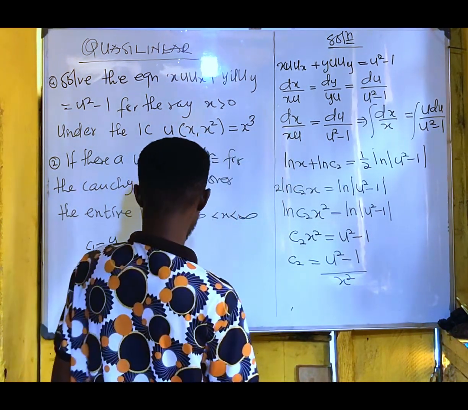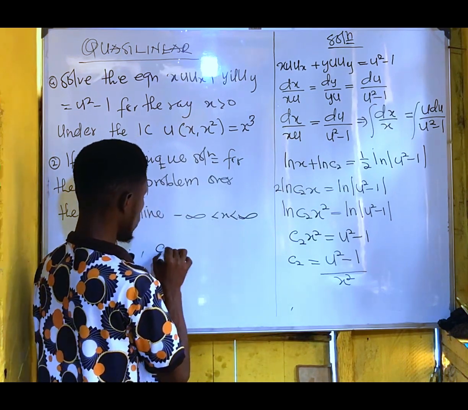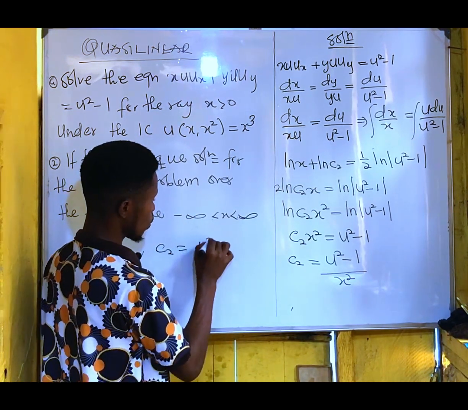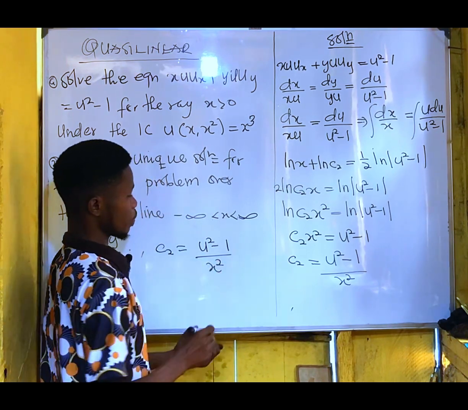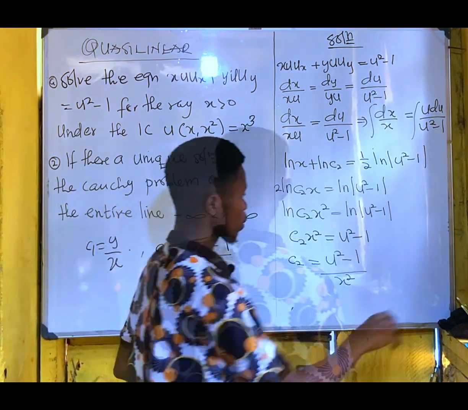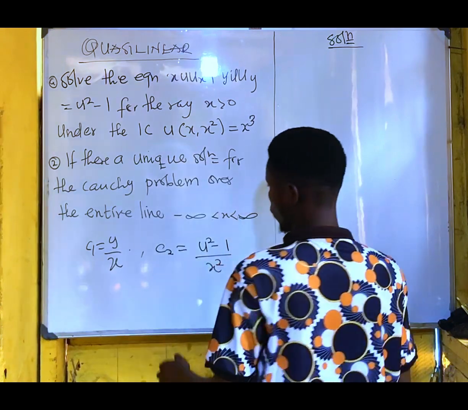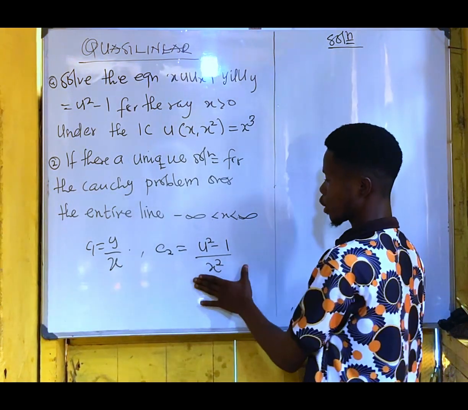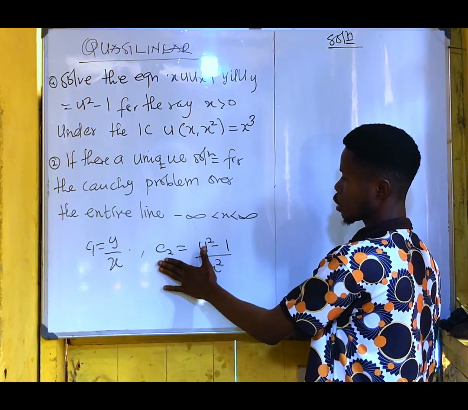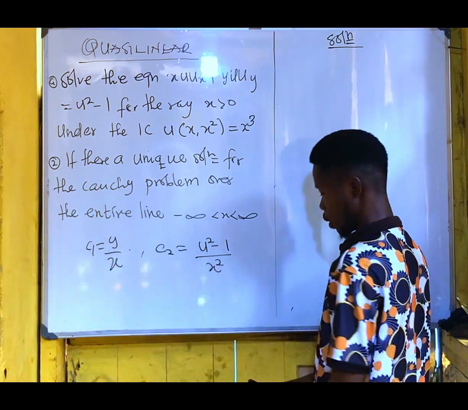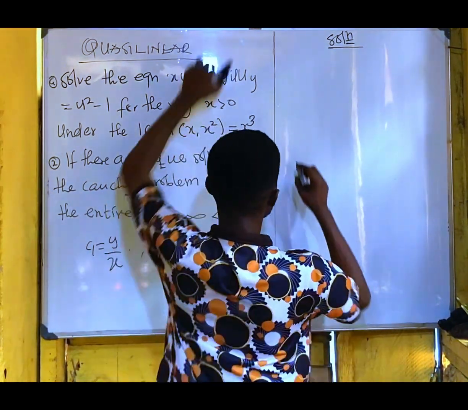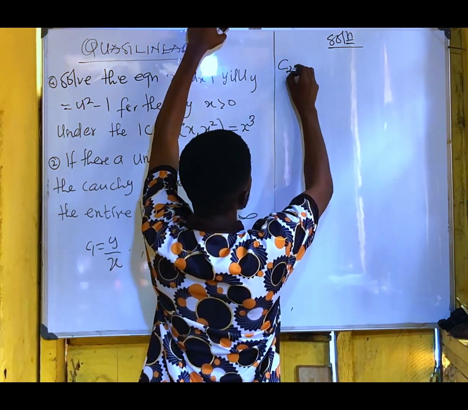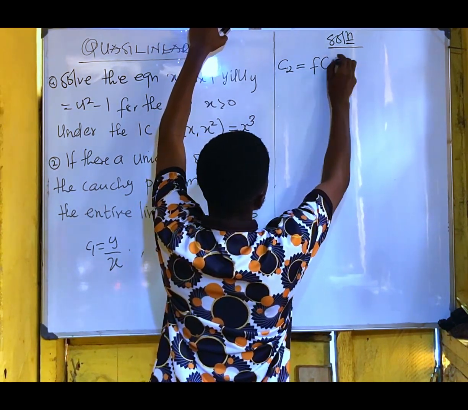Is that okay? So let me write this c1. Let me write my c2 here: u squared minus 1 over x squared. Now, this one is not having u, but this is having u. So we are going to write c2 as a function of what? c1. So I'm going to have c2 equals f of c1.